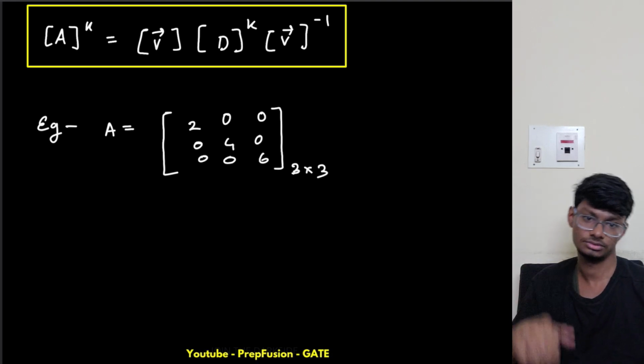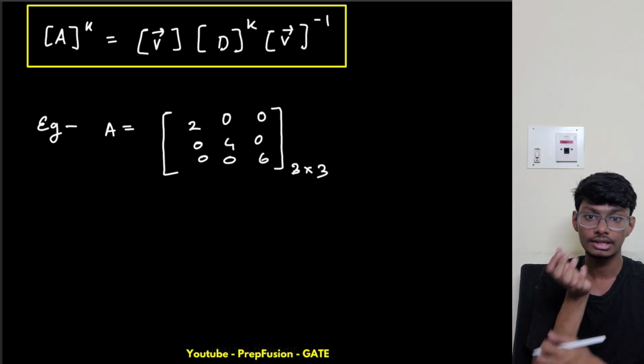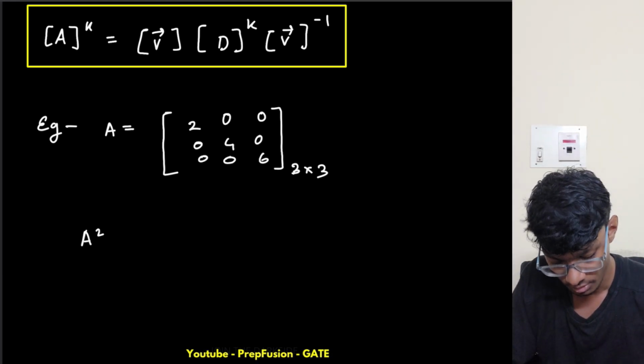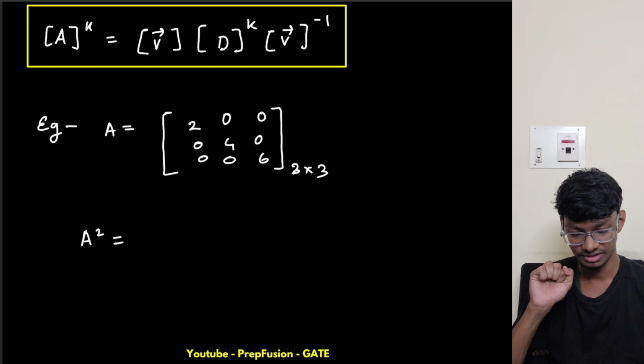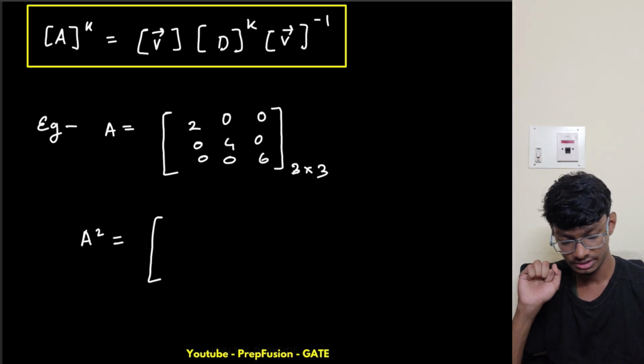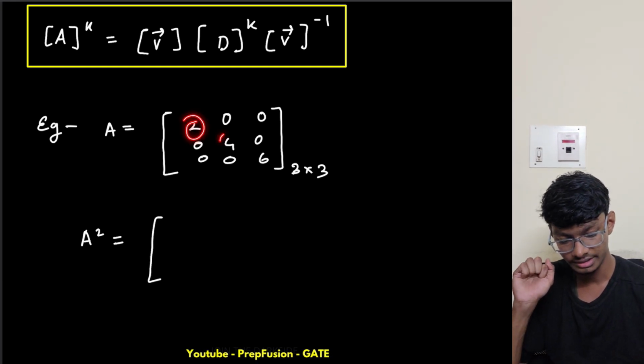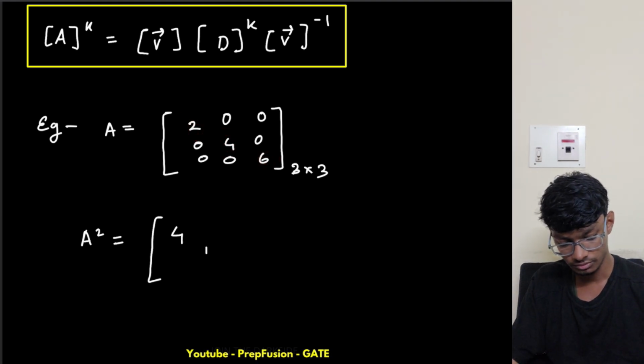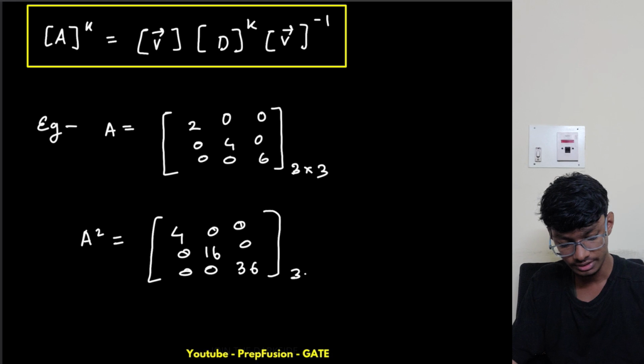3 cross 3 matrix. Okay, so what will be my A square? Basically, what will be my A square? You compute it by yourself, but what you will find out is that we are simply squaring the diagonal elements. So this is 4, 6, 36, 0, 0, 0, 0, 0, 0. Okay, that's why this is so easy.